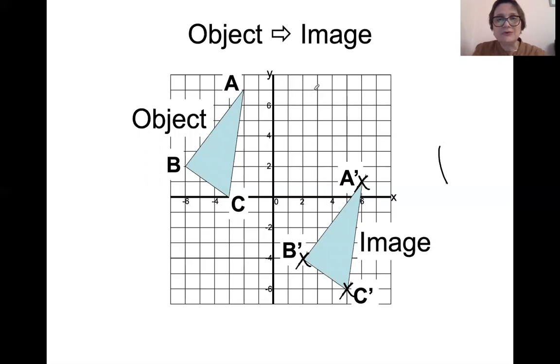2, 3, 4, 5, 6, 7, 8. So it's 8 to the right. There you go, 8 to the right. And how many units down? So let's plot a little point here. 1, 2, 3, 4, 5, 6. And then 6 down. Just like that. Just one point in this case. Because if one point moves 8 to the right and 6 down, then every single point will move the same directions. Right. There you go.